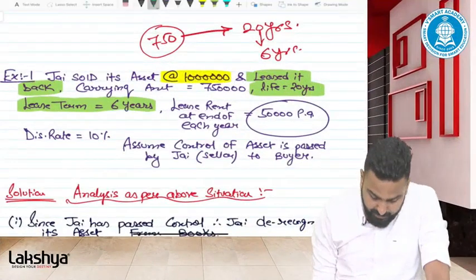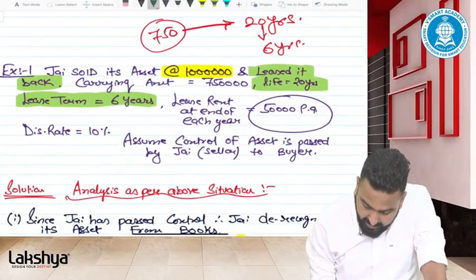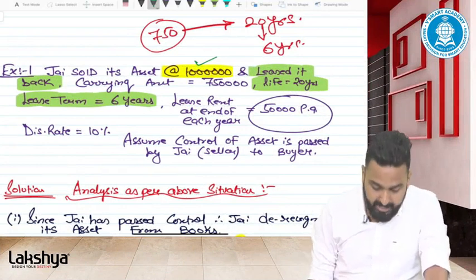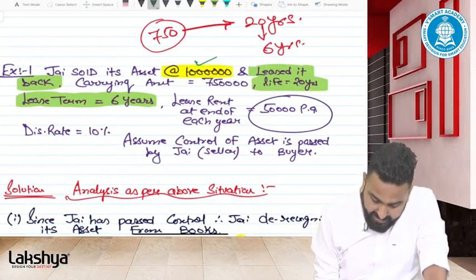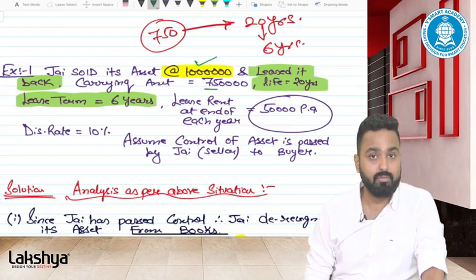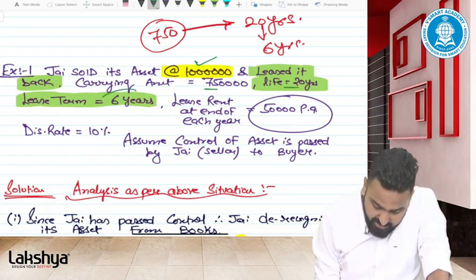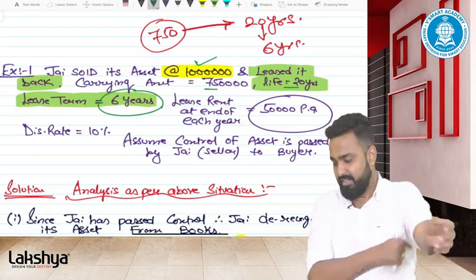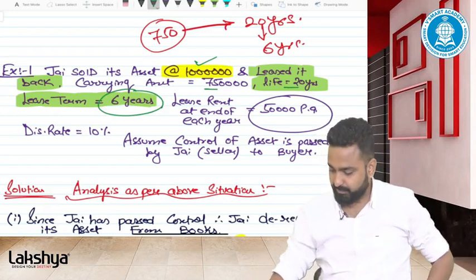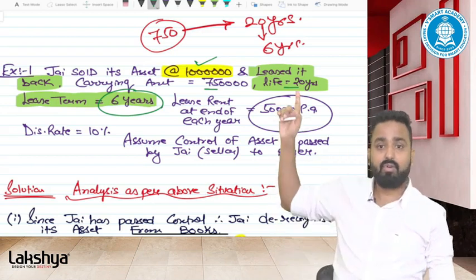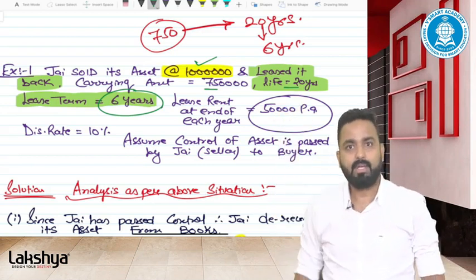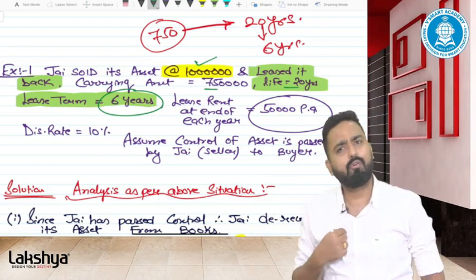Okay, Jay sold its asset at 10 lakh and leased it back. Carrying amount of the asset is 7,50,000. Life is 20 years. Lease term is 6 years. Now try to understand. What is the life of the asset? 20 years. But I leased it back only for 6 years.